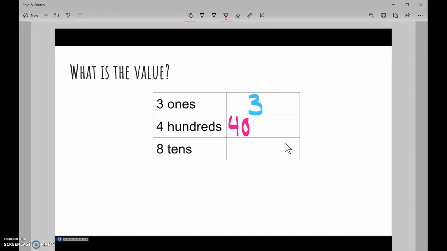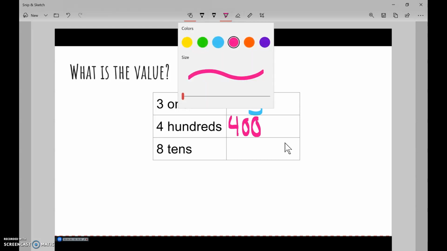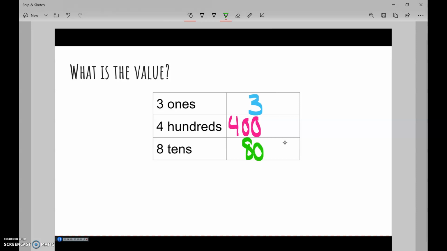This is 400. I'm putting the 3 1s, and 8 10s is 80. So now it looks like that. But then I can rearrange it.